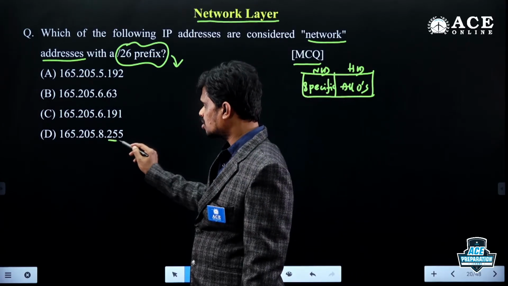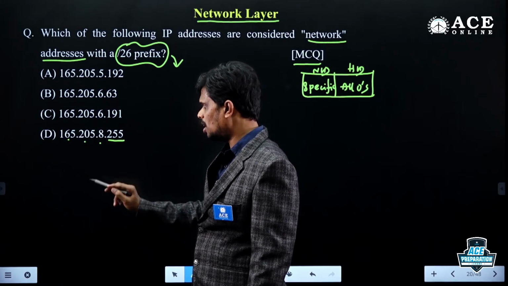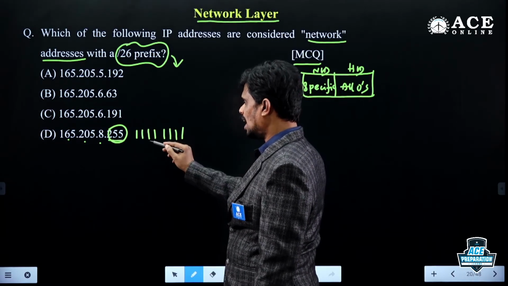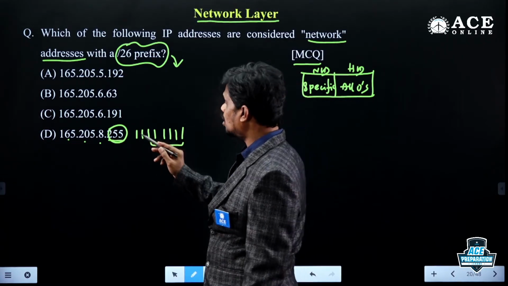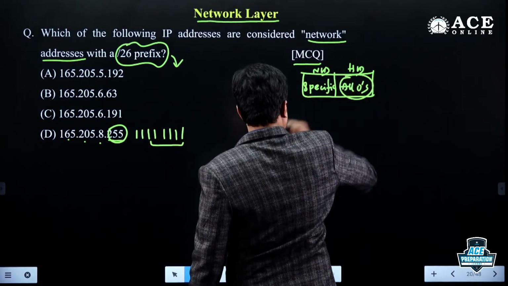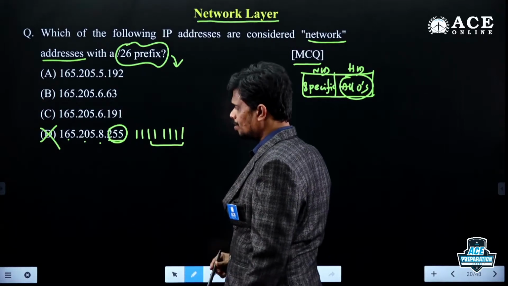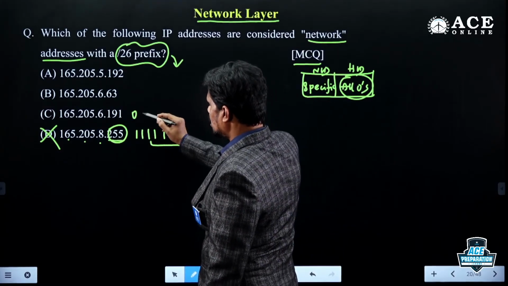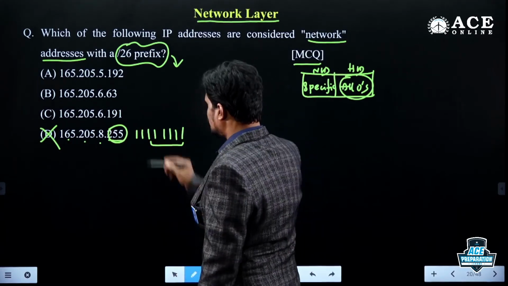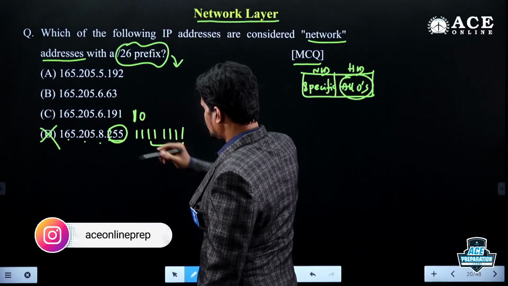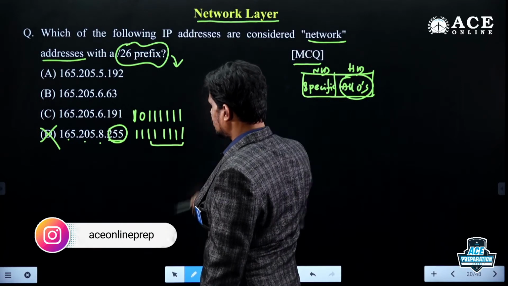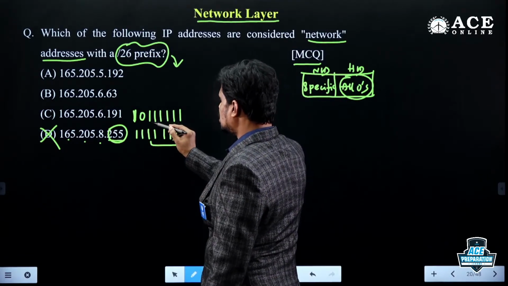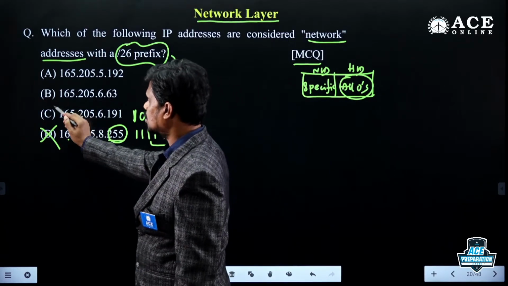So if you verify the last 6 bits, there is no need to convert every address into binary. It is enough to convert this 255 into binary, and I get 8 ones. So the last 6 bits are all ones. But it says network address, which means the host ID portion should contain all zeros. So this is not the answer. Then 191. If I convert 191 into binary, I can write it as 128 plus 63, yes, 191. So these 6 bits are all ones, which means this is also not a network address.